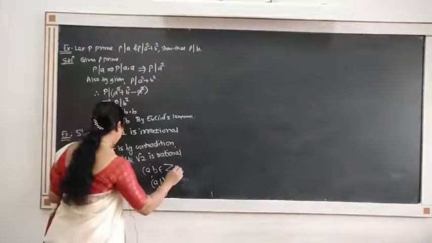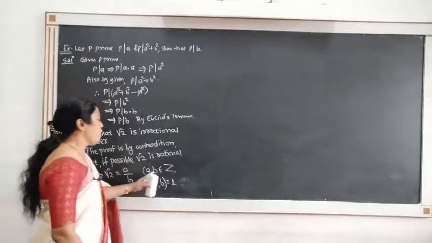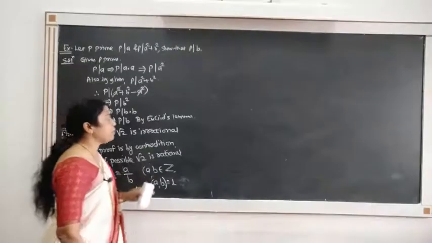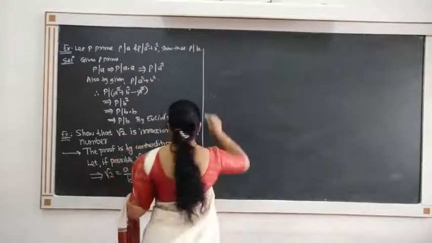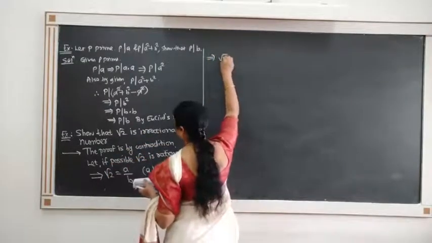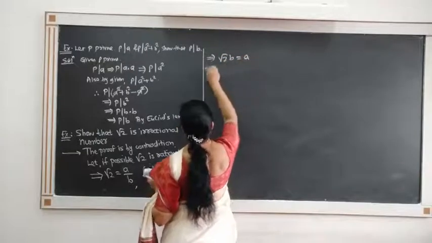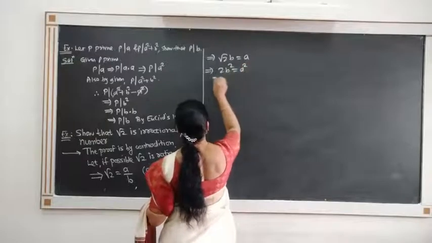The GCD of a and b is 1. So this is our assumption. Root 2 is equal to a by b, where GCD of a and b is 1, because we are saying that root 2 is rational. So this implies that cross multiplying we get root 2 into b is equal to a, or squaring we get 2b square is equal to a square.